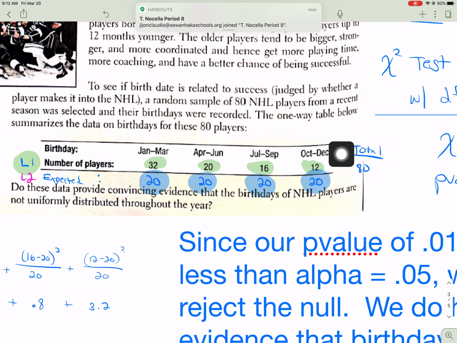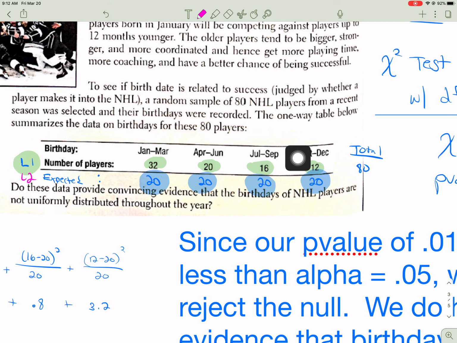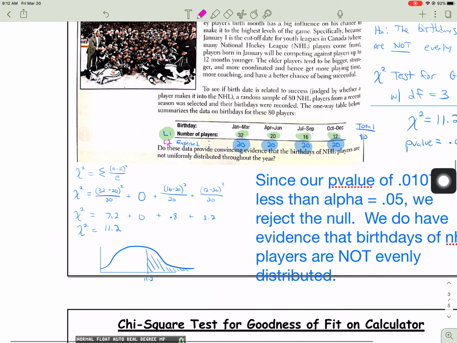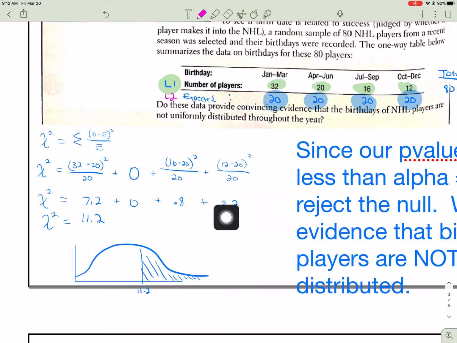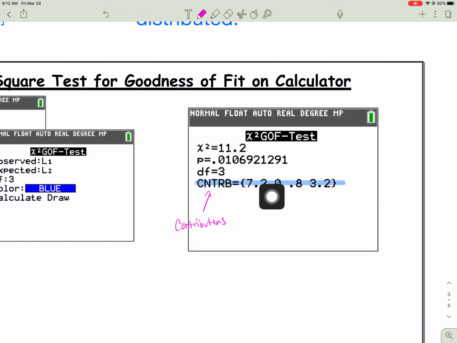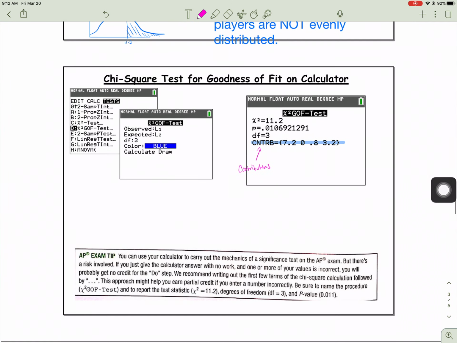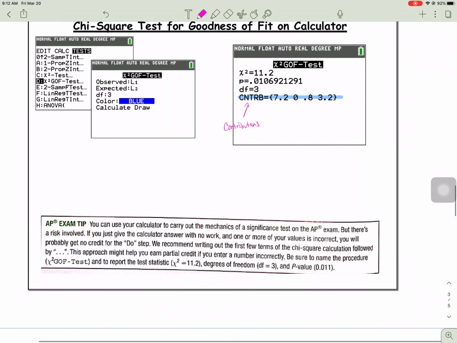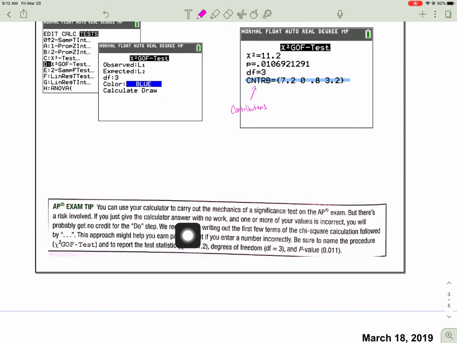Same thing here. This one was pretty far as well, so that's why in October to December, we got 3.2. Now that's why the smallest was the one that had no difference, and then the next one that had the smallest difference was July to September, 0.8. So together it comes out to 11.2, but this column here is going to tell you the contributions for your chi-square test. Okay? Just some things, right? And this is a good tip, as always. You can use the calculator to do all this. It's not a problem, okay?